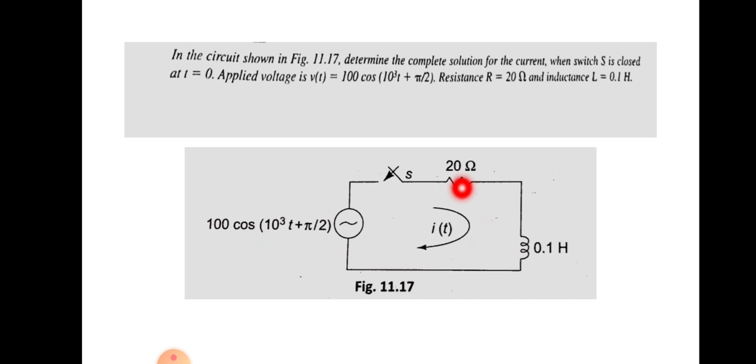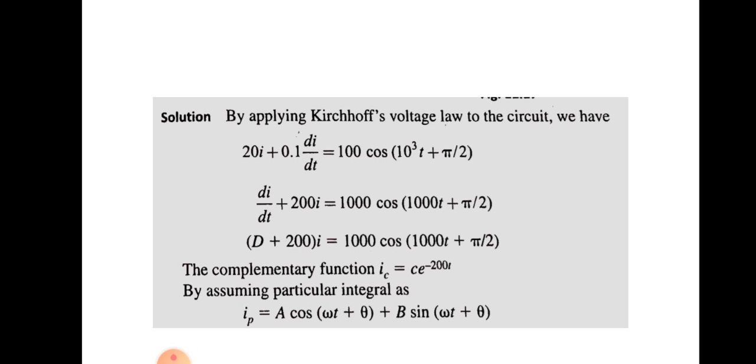So the voltage drop across the 20 ohm is 20 into I. The voltage drop across the 0.1 is 0.1 into di by dt. That will be equal to the applied voltage. So the first equation is 20 into I plus 0.1 di by dt equal to 100 cos(1000t plus pi by 2).